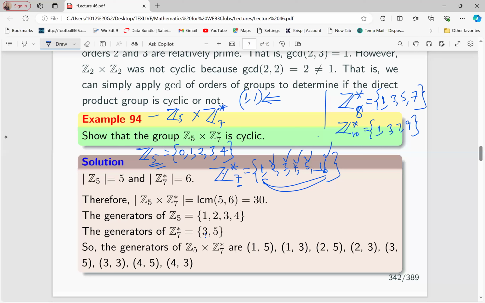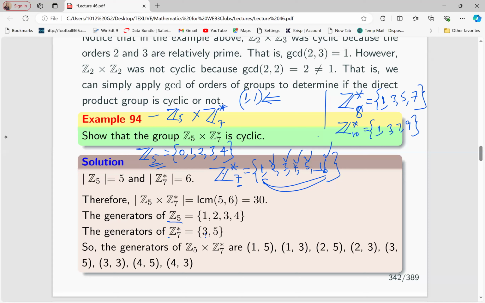Now, I've obtained the generators of this, and the generators of this. Since I'm getting the direct product, to find the generators of the direct product, I get the product of these. So what I'm saying is, the first group has these generators, and the second group has the generators 3, 5.